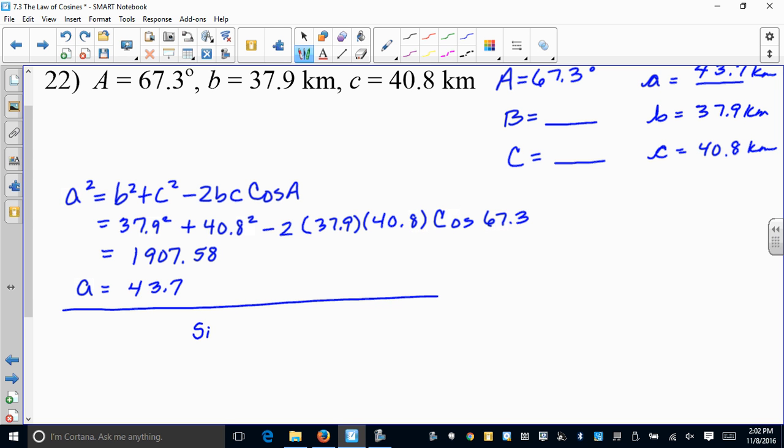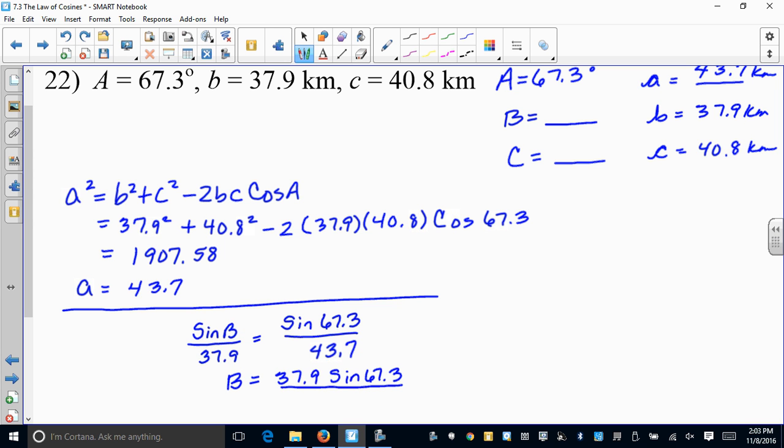So sine of B over little b, which is 37.9, equals sine of A, which is 67.3, over little a, which is 43.7. So sine of B equals 37.9 sine of 67.3 all over 43.7. Throw this lovely thing into the calculator and we get 0.8000.